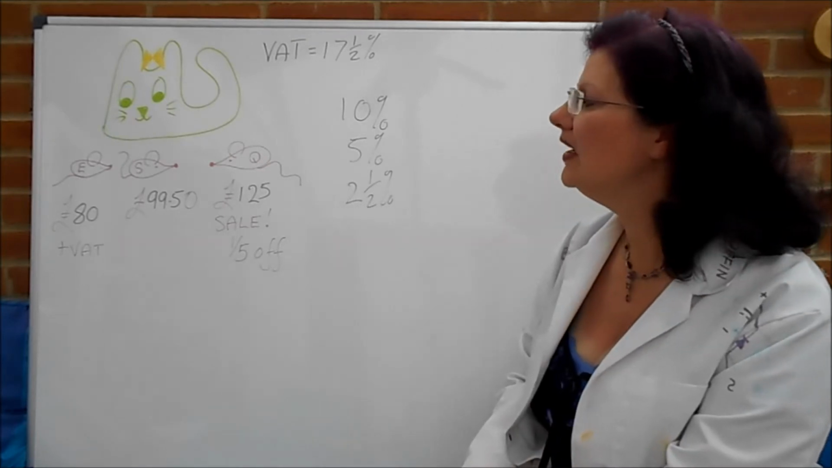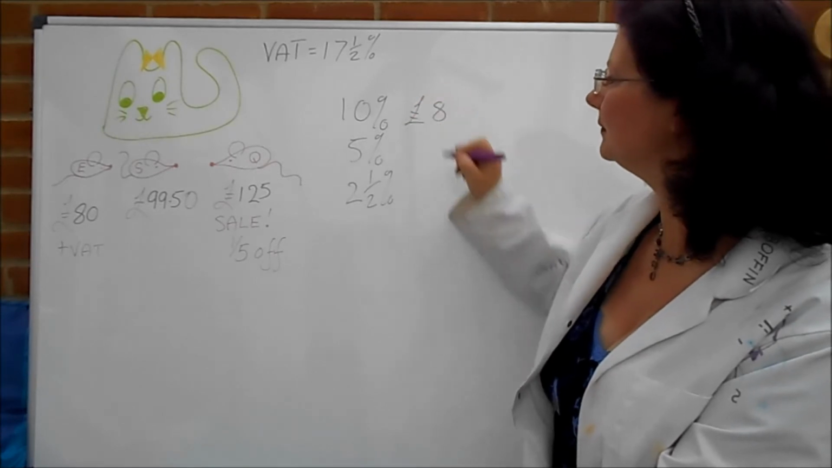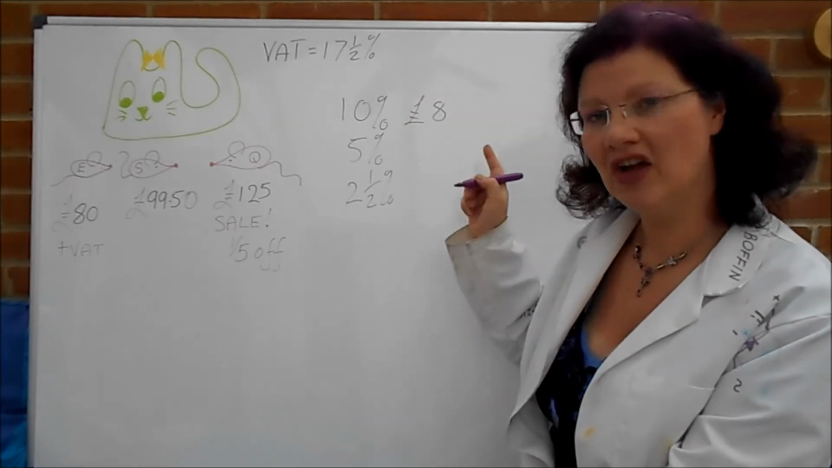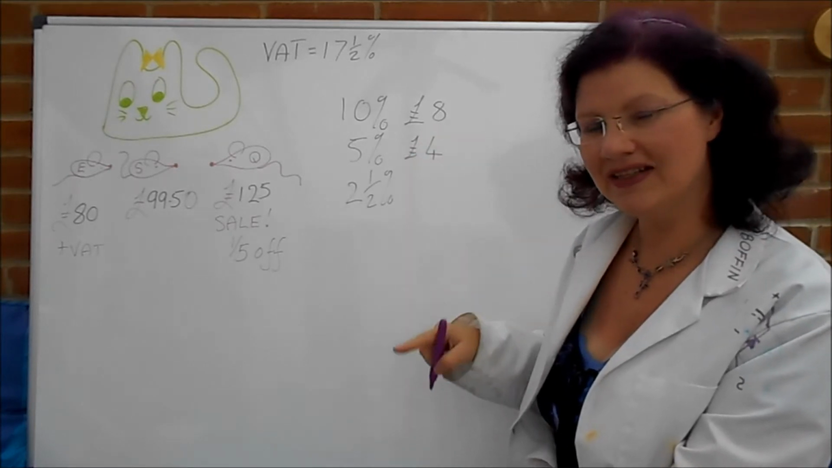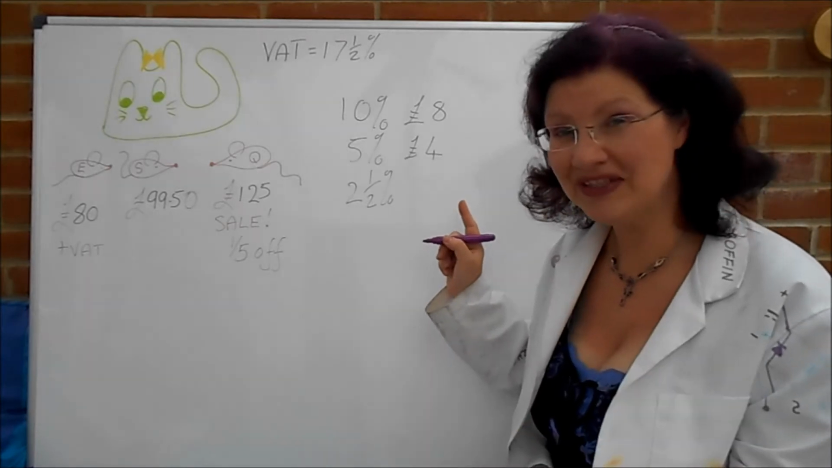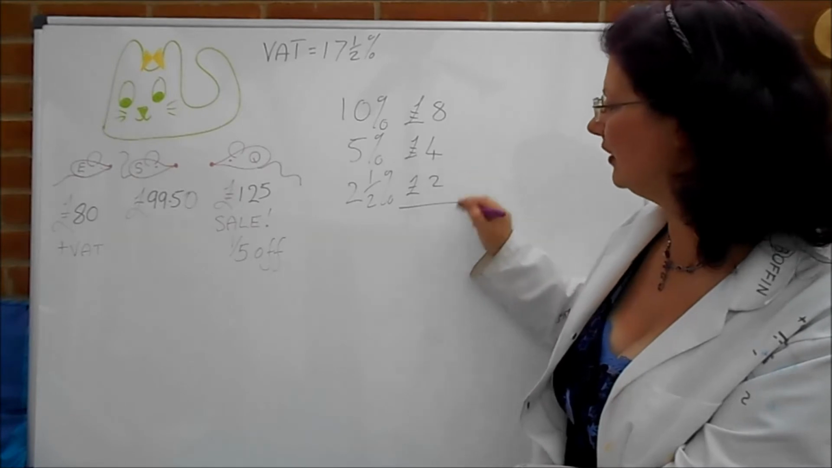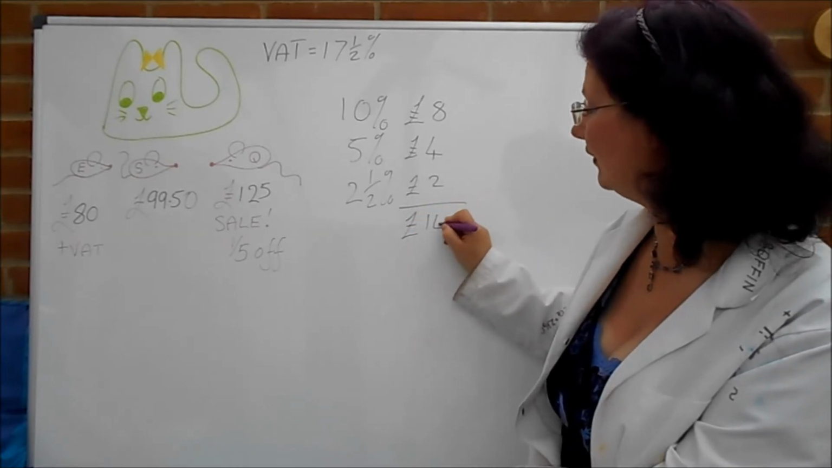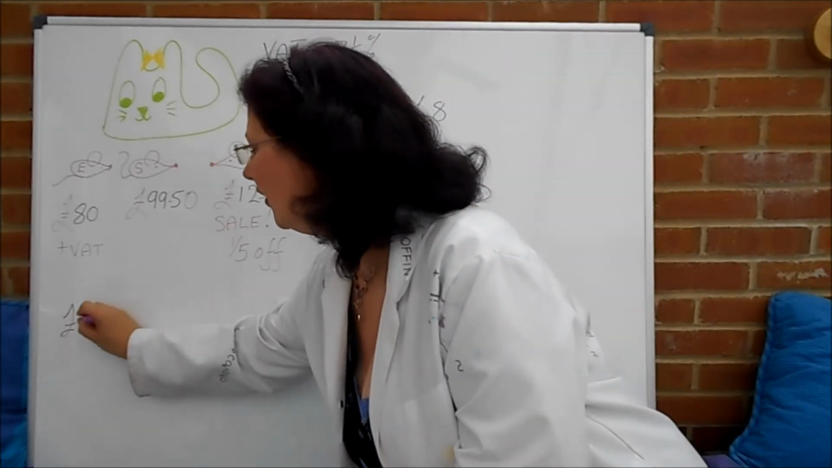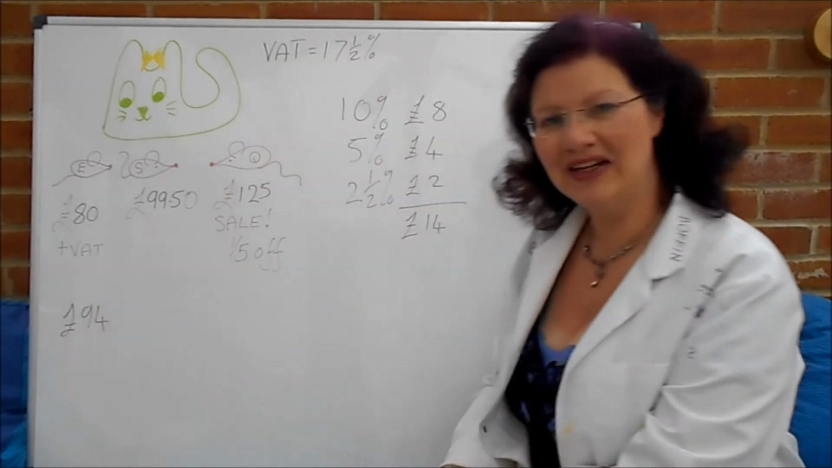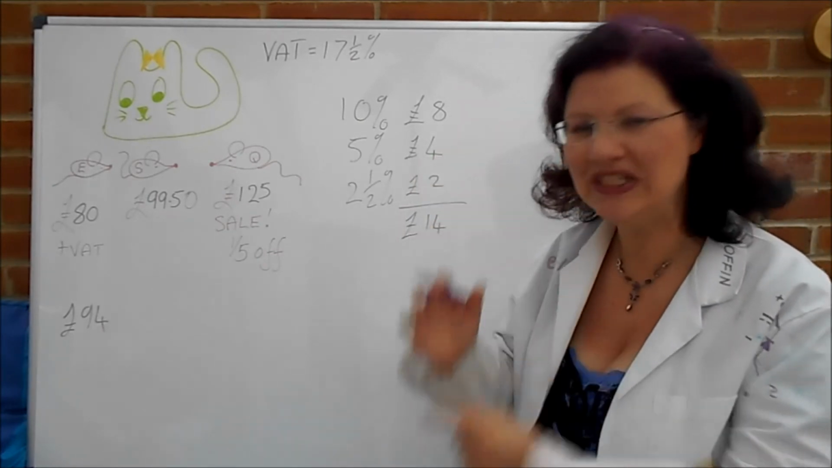Okay, so 10% of our £80 is £8. 5% is half of that, £4. And 2.5% is half of that. You see why it's 17.5? So that's £2. That makes a grand total of £14 extra, so that's £14 sales tax, which gives us a final price of £94. Okay, I hope you got that. This is the standard kind of do it in your head method.